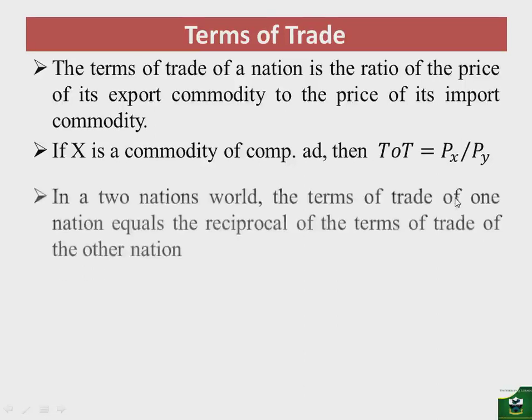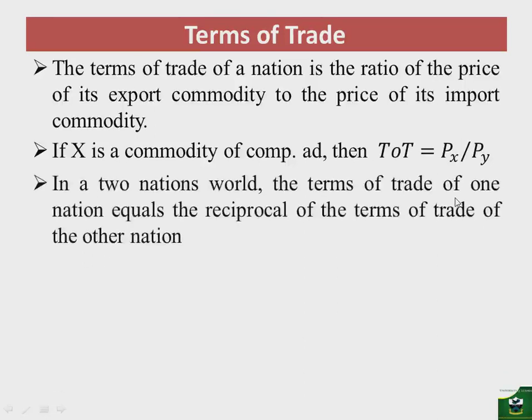Now, in a two-nation world, the terms of trade of one nation equals the reciprocal of the terms of trade of the other nation. Meaning that if nation 1's terms of trade is 1/4, nation 2's terms of trade will be 4. And if nation 1's terms of trade is equal to 1/2, nation 2's terms of trade will be equal to 2. Therefore, one nation's terms of trade will equal the reciprocal of the other nation's terms of trade.